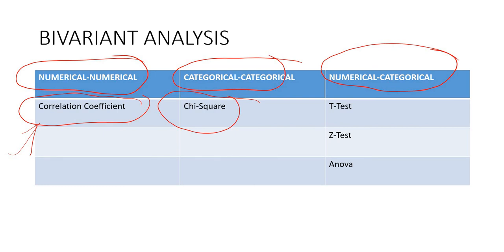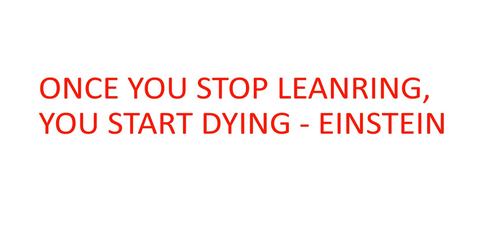I will be preparing videos for chi-square, t-test, z-test, ANOVA. If one is numerical and another one is categorical, we need to go for t-test, z-test, or ANOVA. These three we need to learn. I will be preparing the videos and putting them in the same playlist. You can watch within 2 days. So this is about bivariant analysis. For numerical variables, you have to go for correlation coefficient. If both are categorical, chi-square. Numerical and categorical, you need to go for t-test, z-test, and ANOVA. So that's all about the comparison between univariant analysis and bivariant analysis.